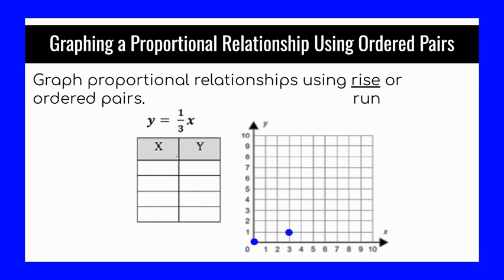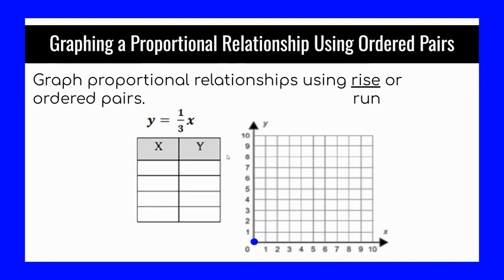So here, I see that I have 1/3 x. Okay, well, to make your life easier, I would pick values that work with 1/3. So don't pick 2, don't pick 1, pick 3. Pick multiples of 3. It'll make it easier.